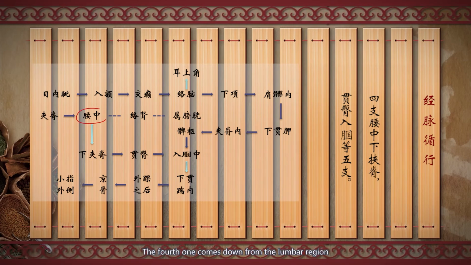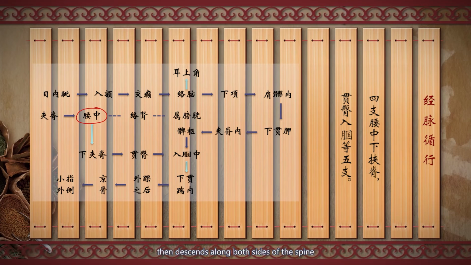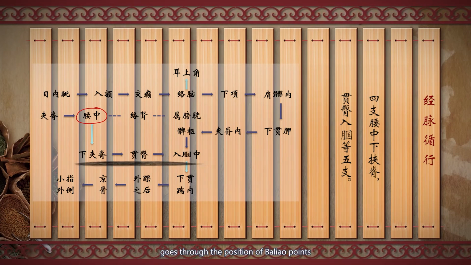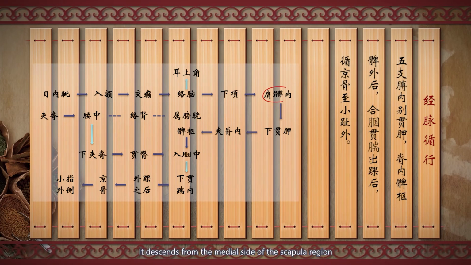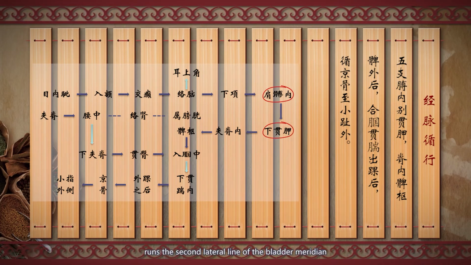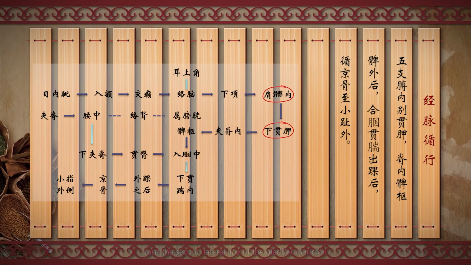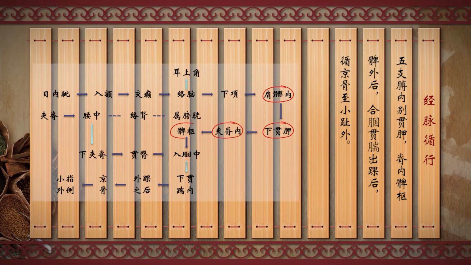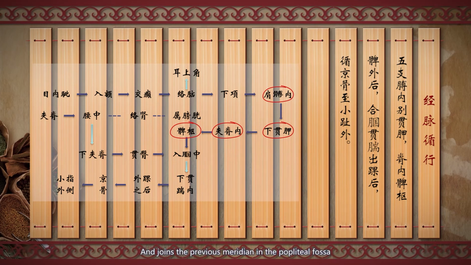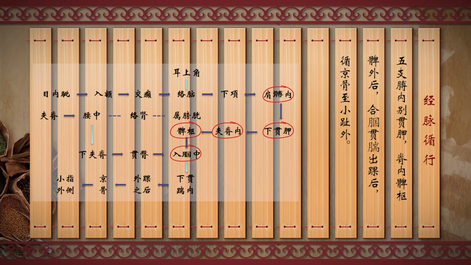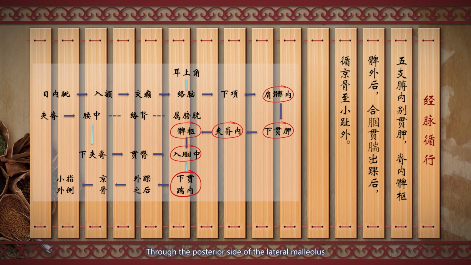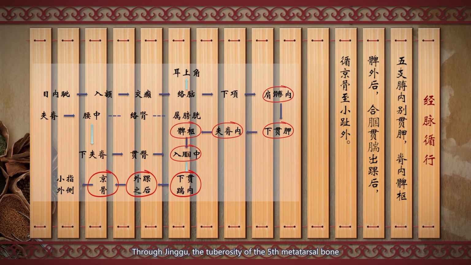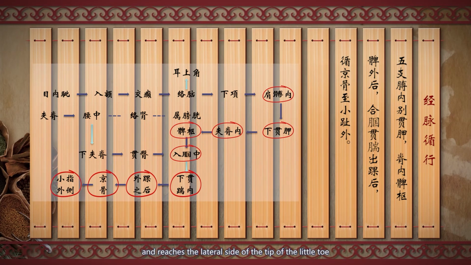The fourth one comes down from the lumbar region, then descends along both sides of the spine, goes through the gluteal region. Then the fifth one descends along the scapula. It descends from the medial side of the scapular region, runs along the second lateral line of the bladder meridian, downwards along the paraspinal muscle, reaches the hip joint, and joins the previous meridian in the popliteal fossa, then goes downwards along the gastrocnemius muscle, through the posterior side of the lateral malleolus, through Jinggu, the tuberosity of the fifth metatarsal bone, and reaches the lateral side of the tip of the little toe.